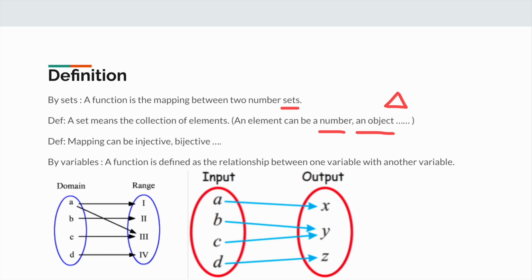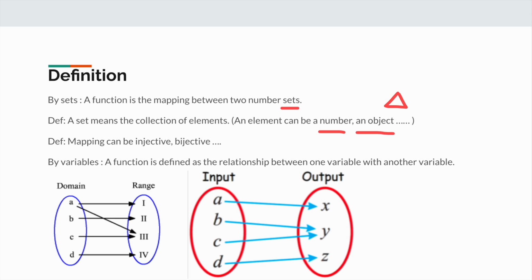A mapping basically means a relationship between two number sets. The relationship can be injective or bijective. Basically, it means the relationship between the domain and the range, which I will explain further in the next few slides.